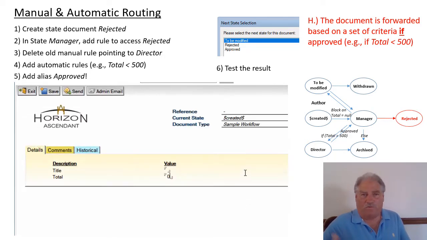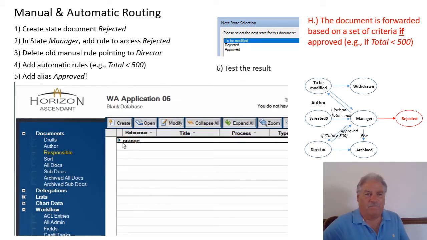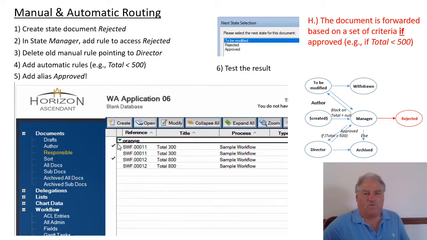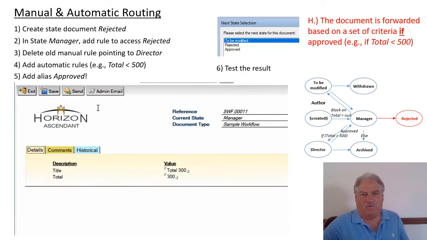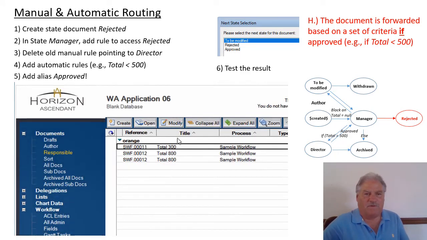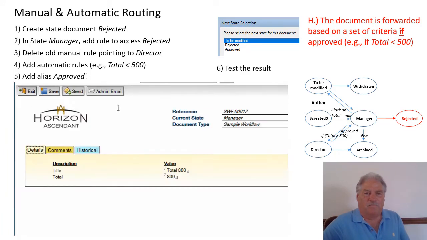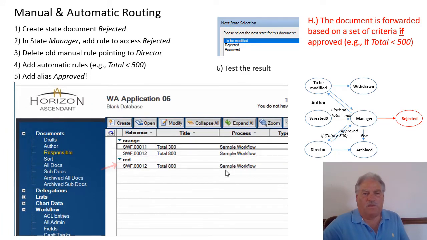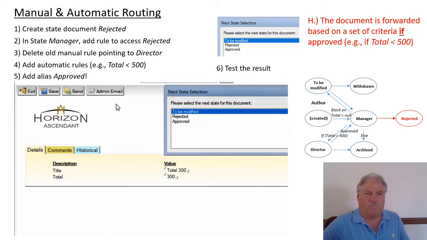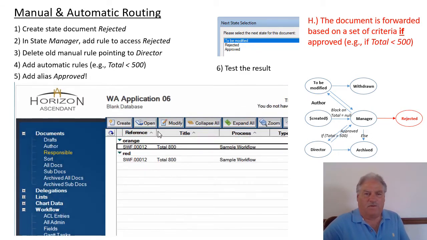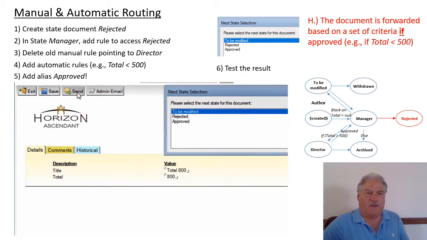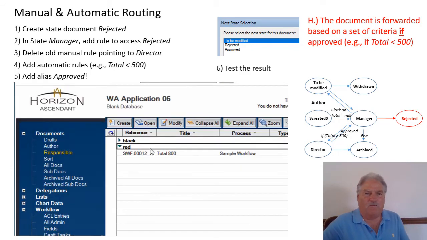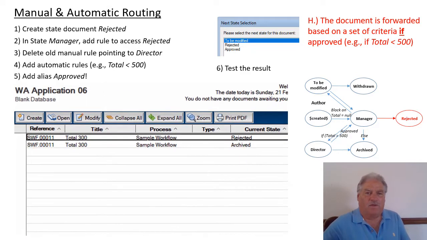So now we'll go through the various permutations. We're cheating here. We're copying and pasting documents. You'd normally not allow that, of course. We're lazy. Okay, so here we've gone over to the director as opposed to being archived directly. We'll send it now back to the author for modification. And there we have it.